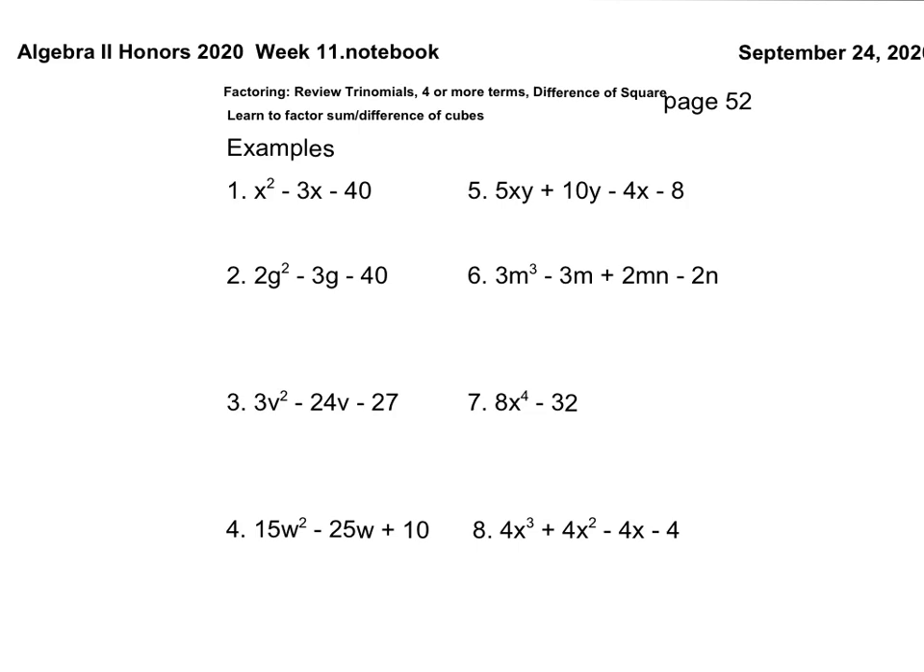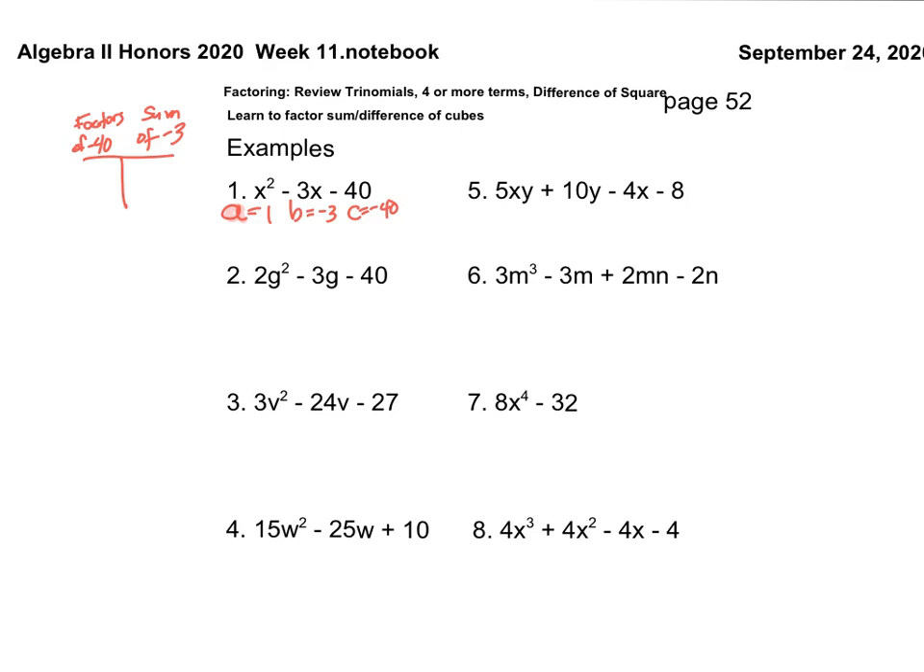So I can say that A is equal to 1, B is equal to -3, and C is equal to -40. I do expect you to make your table of factors of -40 that will give me a sum of -3.